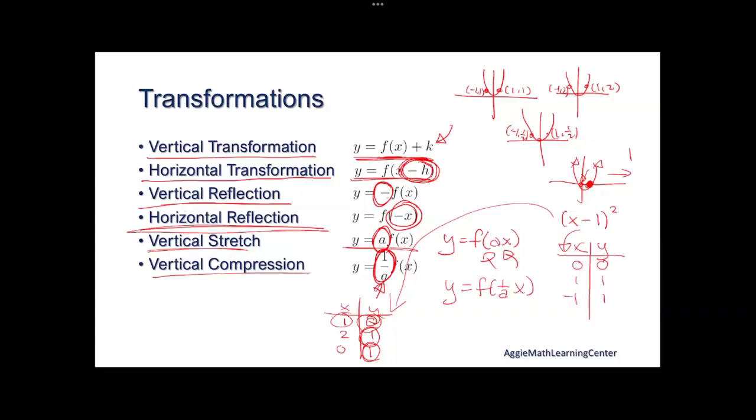It's a confusing concept, but just remember, affects the X directly, does the opposite of what you think, affects the Y, does what you think. Okay? X's are in our F of X minus H, that affects the X directly. So they're going to be of that form if they affect the X directly. Okay? Any questions on this?